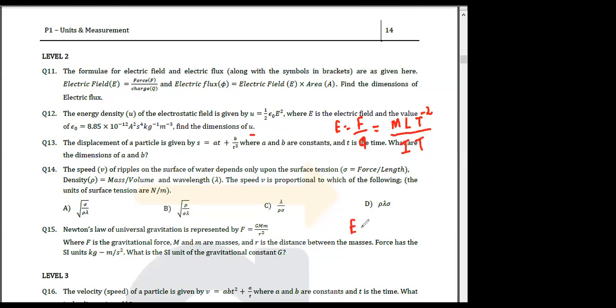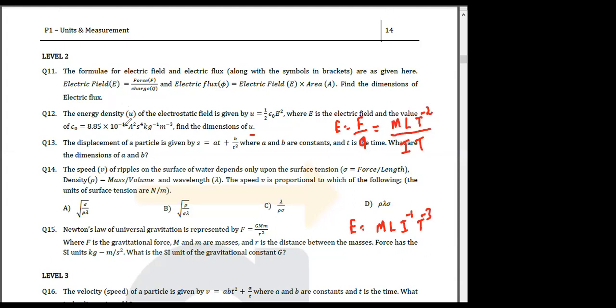So electric field, the dimension of electric field is what? M L I to the power minus 1, T to the power minus 3. Done? Okay? Right. Very good. Okay.